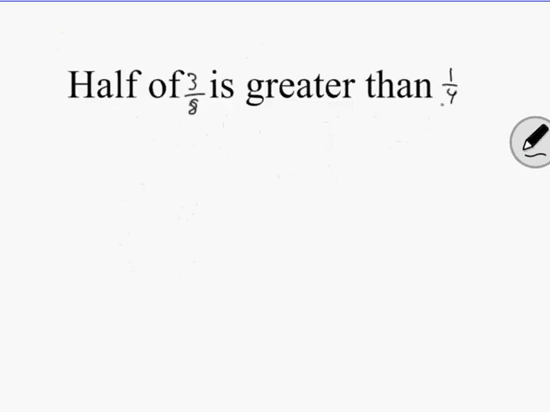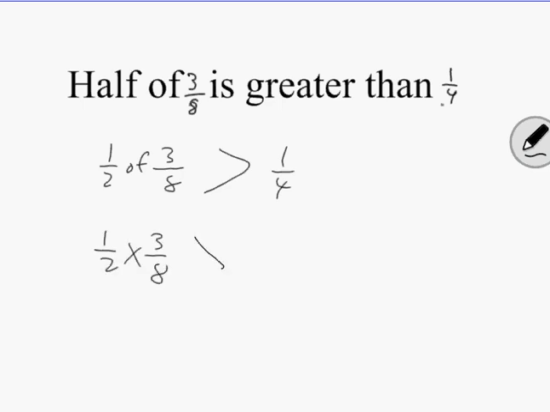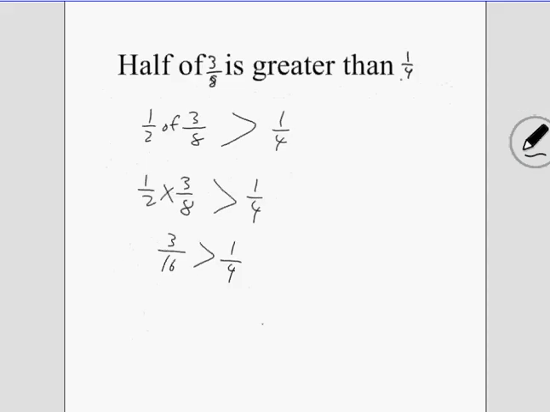Question 2, apologize for the handwriting. Half of 3/8 is greater than a quarter. Now remember, you had to prove whether this is true or false. So half of 3/8 should be greater than a quarter. If I multiply this out, I get 3/16 is greater than a quarter. And I know by looking at this that 3/16 is less than a quarter because 4/16 is a quarter. So 3/16 is less than a quarter. Therefore the answer is false.